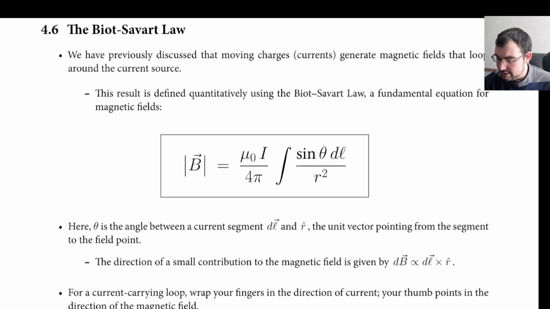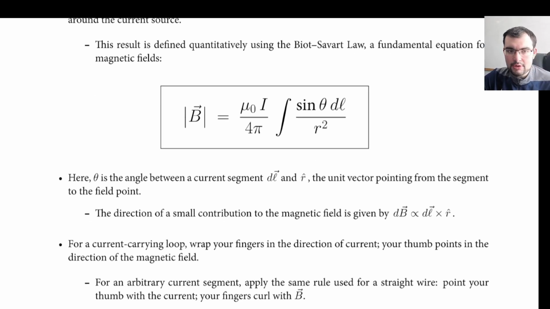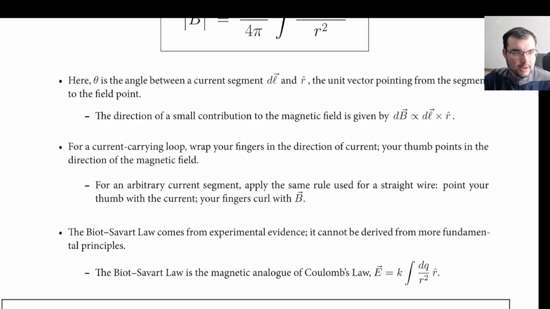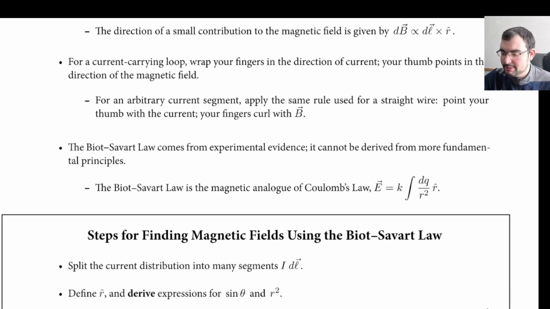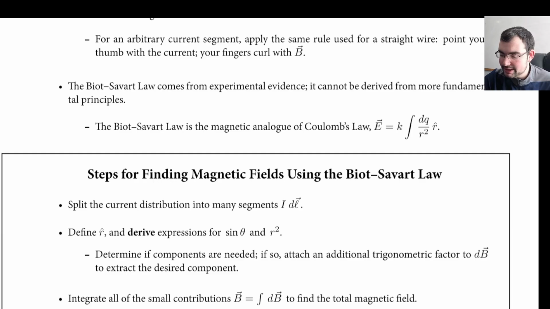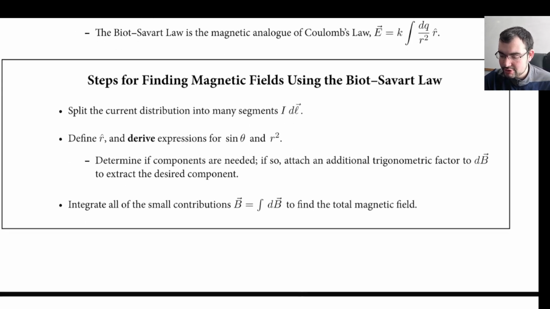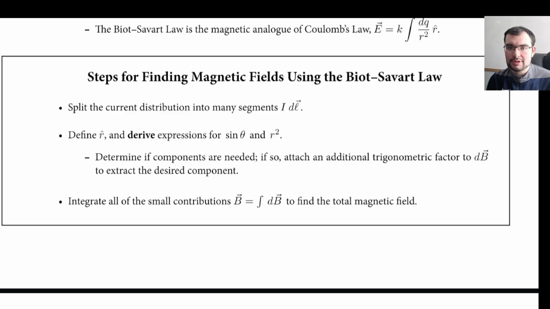So this sine theta, it's really important that we don't actually get to pick the theta here. Like we've had some freedom in the past. This theta has to be between your current segment and your r vector or your distance vector. In most cases, this theta will work out to either be 90 degrees, or it's something that you can easily substitute away. And most of our contributions are going to be entirely into the plane or out of the plane of the page, so you don't have to tack on extra trig functions.